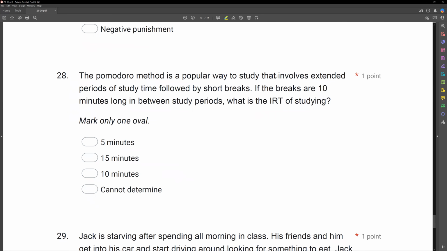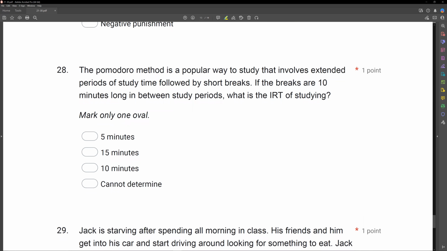Pomodoro Method is a popular way to study that involves extended periods of study time followed by short breaks. The breaks are 10 minutes long in between study periods. What is the IRT of studying? Super easy question, a 1 or a 2 difficulty. Guess what? A lot of questions on the exam.